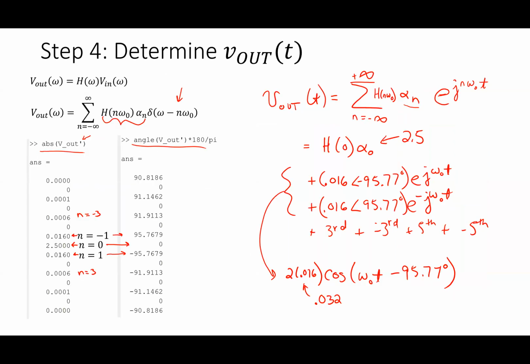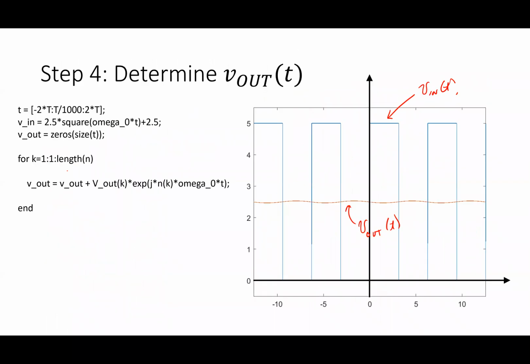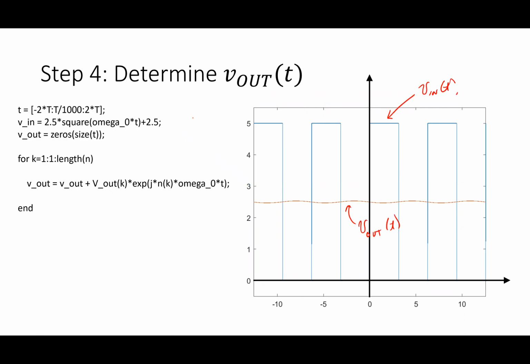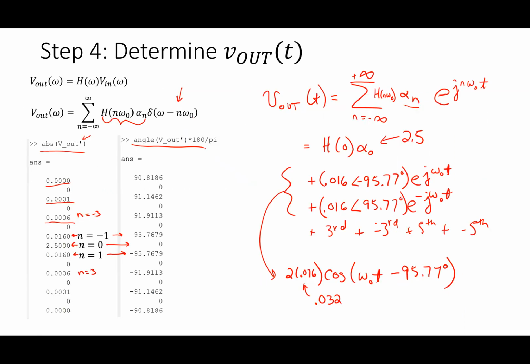The third harmonic apparently has a very tiny amplitude, the fifth harmonic an even tinier amplitude, the seventh harmonic even tinier still, right? If I wanted to check, I went into MATLAB and had it tell me the peak to peak value. It came out to be about 0.062 volts, and that's pretty close to what I would see here.